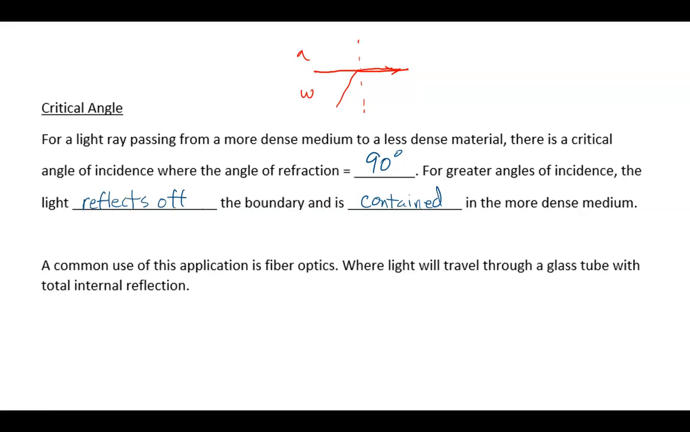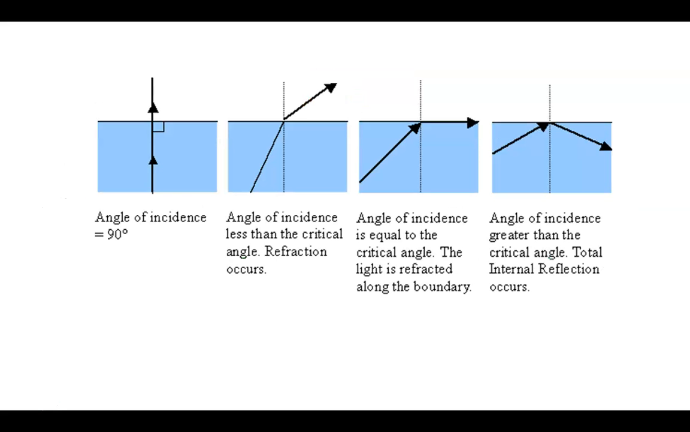It's a common use in fiber optics and other things where light will travel through glass with total internal reflection. It just bounces off the sides of the glass. It doesn't actually escape, even though it's a glass boundary. So we see here in this diagram, we've got an angle of incidence of 90. It just comes straight out. As this angle increases, eventually we get to a point where that angle of refraction reaches 90 degrees. Anything greater, it doesn't refract, it reflects.